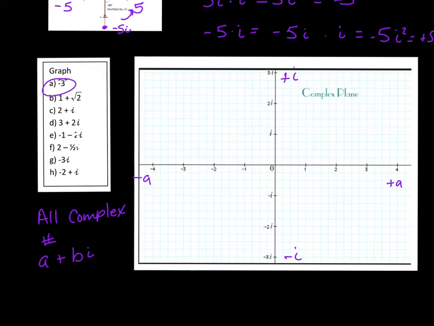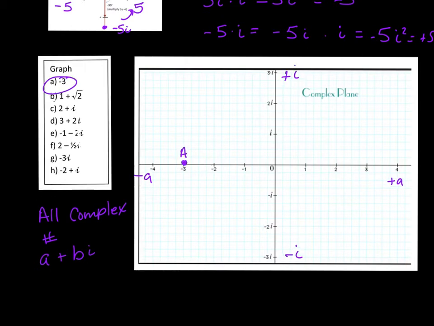Negative 3 is graphed on the horizontal axis, right where it would be if it was negative 3 on the coordinate plane. Then I graph 1 plus the square root of 2, which is approximately 2.4. Same place it would be if it was on the coordinate plane. Now, the next one for C, 2 plus i. That means I go 2 over in the real portion, and then up i. So my point would just be at over 2, up i, that's where C is.